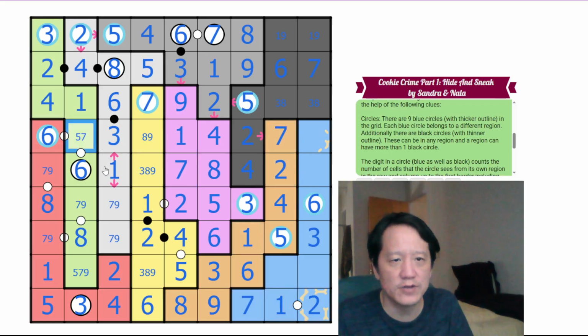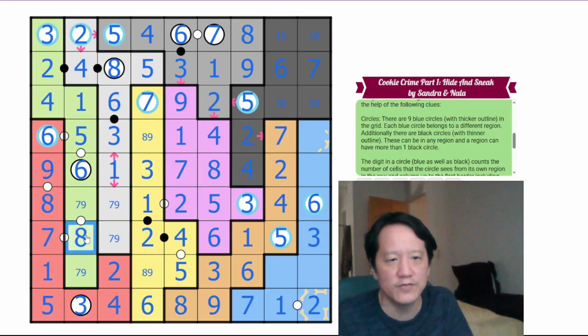7 eliminates 7 here, so it's 5, which means this can't be 5. 3 eliminates 3 here. Where's the 3 in column 4? It must be here. 7 eliminates 7 here, so it's 9, which makes this 7, which makes this 9, which makes that 7, which makes that 9, which makes that 7.